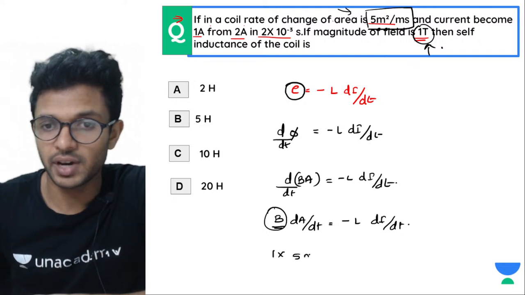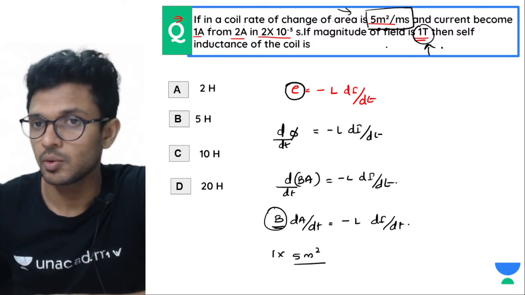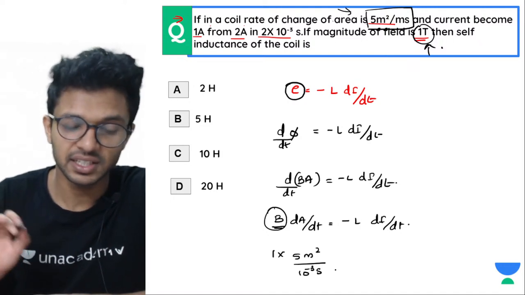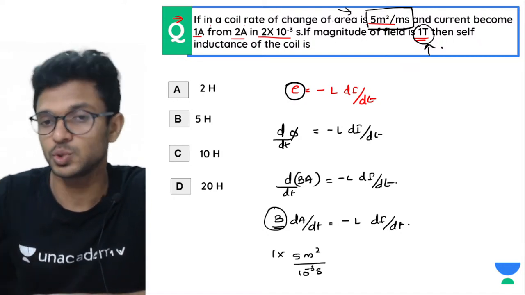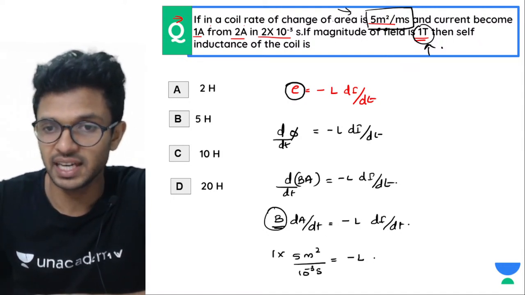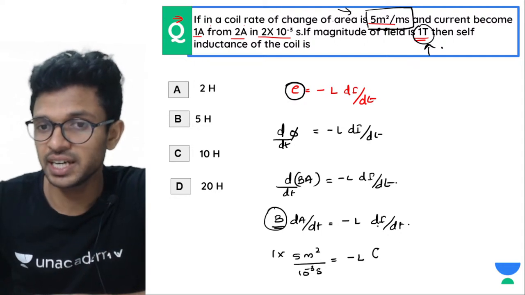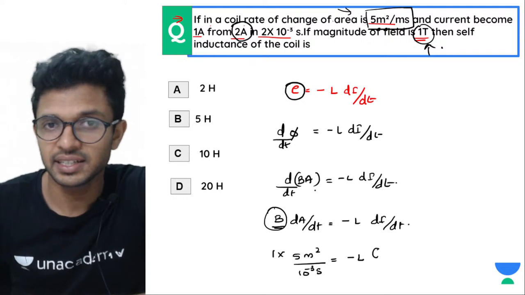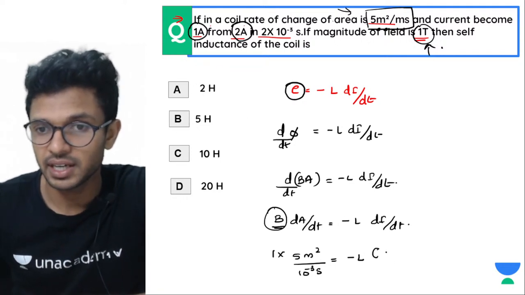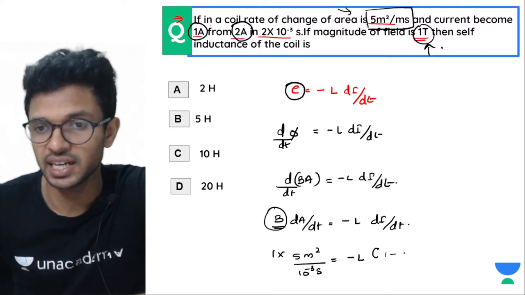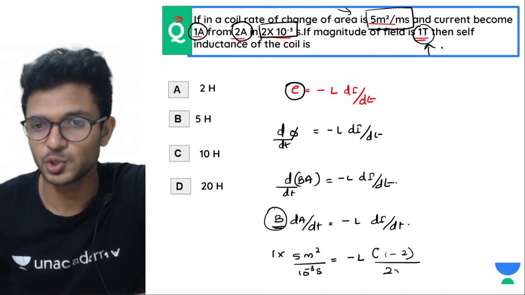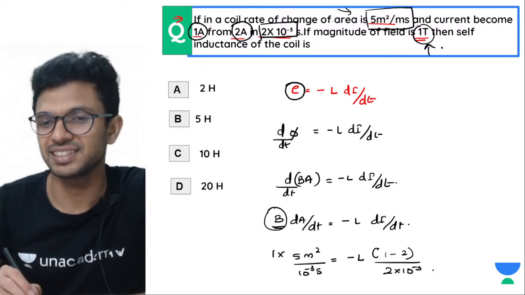That is 5 meters square by millisecond. So how will you write it as 10 power minus 3 second, converting milliseconds to second, is equal to minus L. Change in current, di, means change in current, that is, final current. Final is 1 ampere, right? 1 minus initial current 2 ampere, the whole divided by the time taken. Dt means time taken. How much? 2 into 10 power minus 3.